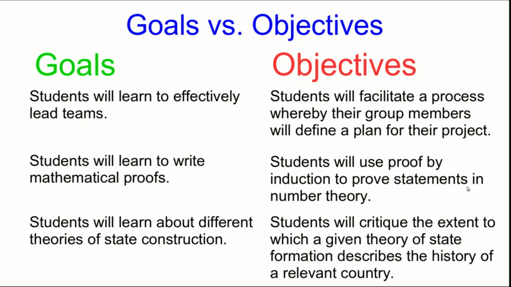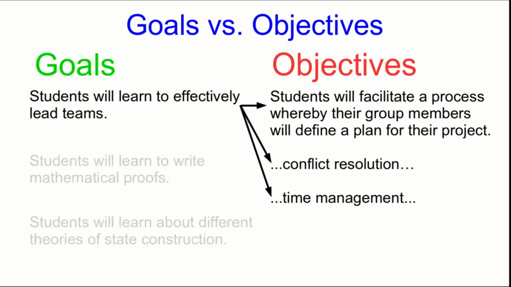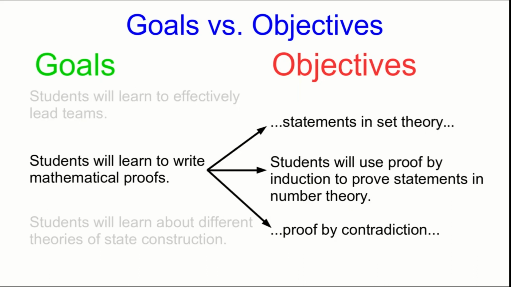Goals and objectives don't have to be paired. Frequently, a goal gives rise to many objectives. So, for example, this goal to do with team leadership would likely give rise to many different objectives having to do with different aspects of team leadership. And the broad general statement about students writing mathematical proofs can break up into many different objectives, which perhaps would be relevant in subtopics within a course. It's also possible for an objective to simultaneously be connected to multiple goals, though that's rarer and more difficult.